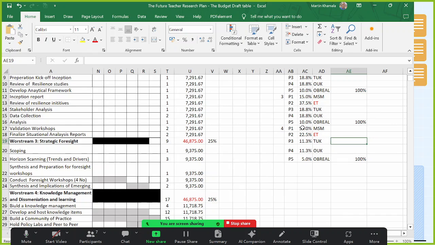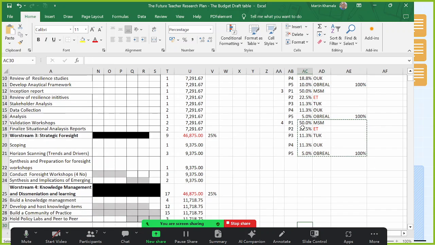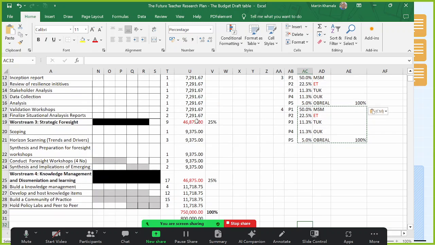But that was for number 2. That was number 3, sorry. Number 4, I've not yet done. So number 4 is work stream 4, knowledge management and dissemination and learning. So building the knowledge platform, developing the host knowledge items. You know, we have to build a community of practice as well. That's number 3 here. And then there's this one of policy labs and peer-to-peer.